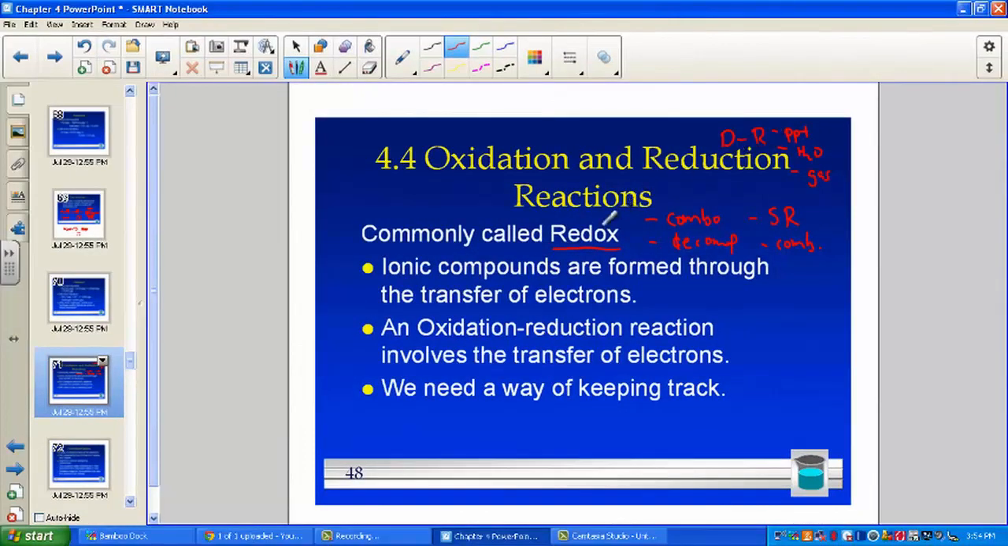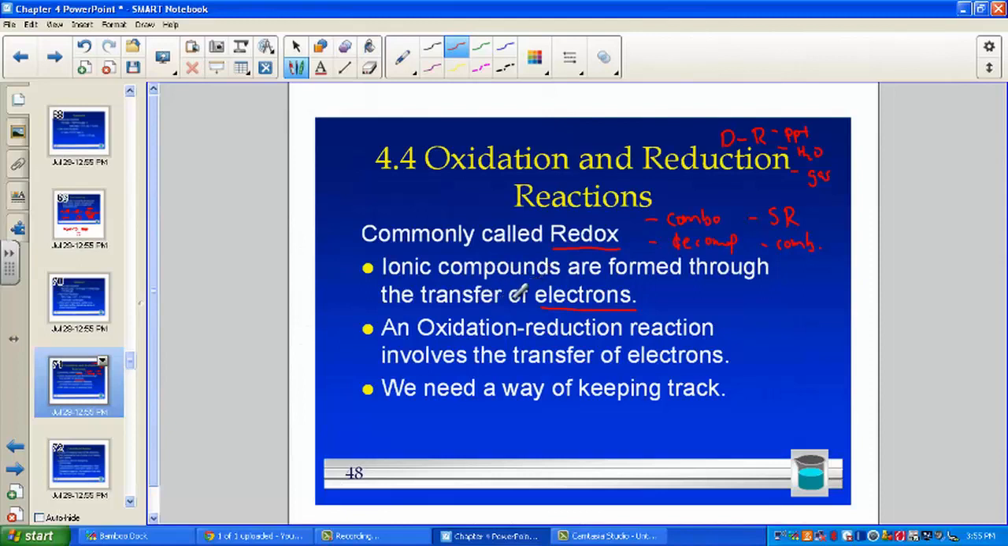Now notice the next category called redox. I've listed all the other recognizable changes, combinations, decompositions, single replacements, and combustion patterns all fall under this big umbrella known as a redox reaction. What do all of these four different patterns of chemical change have in common? Well, it all has to do with the transfer of an electron through the course of the chemical change.